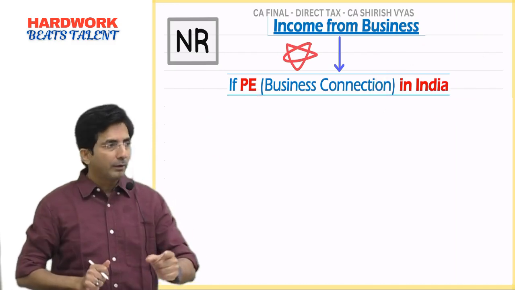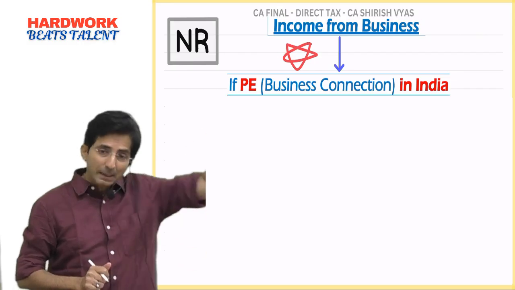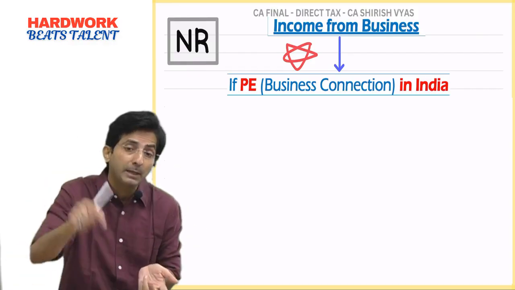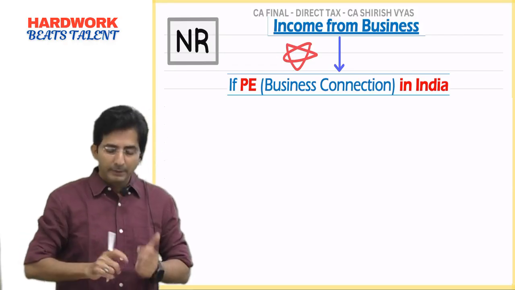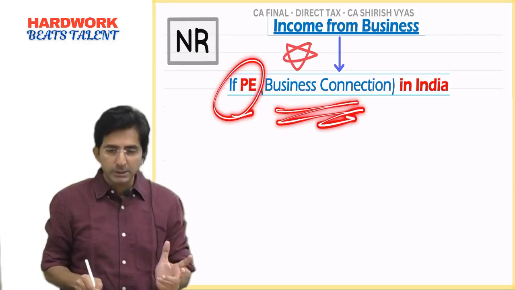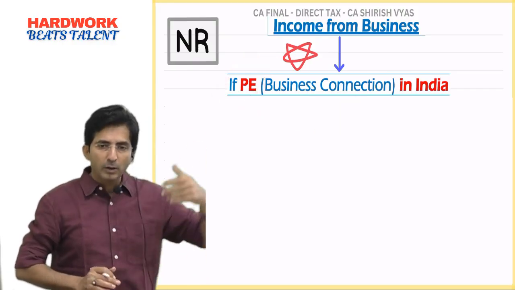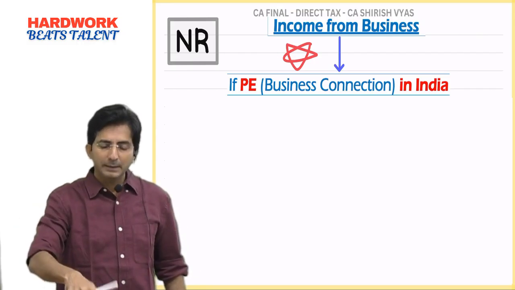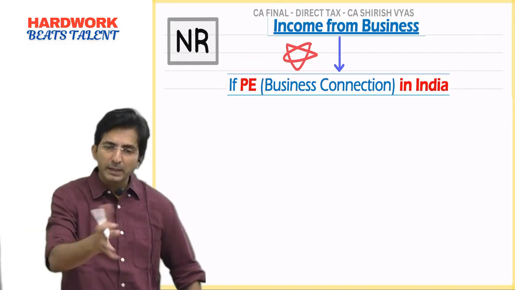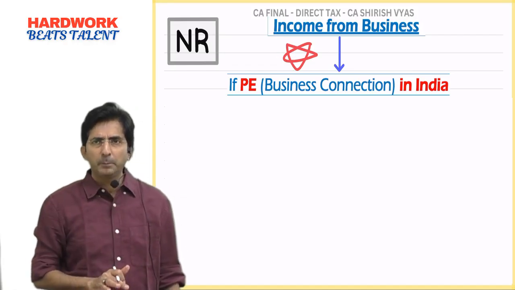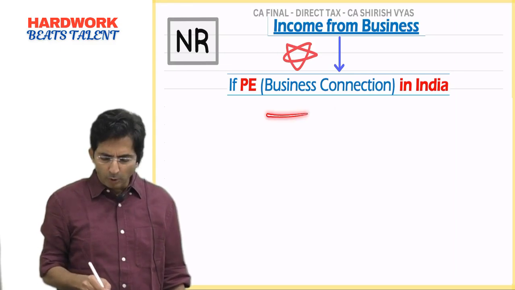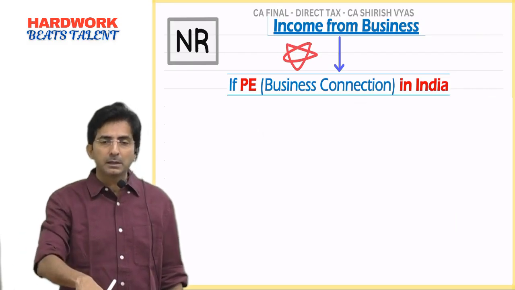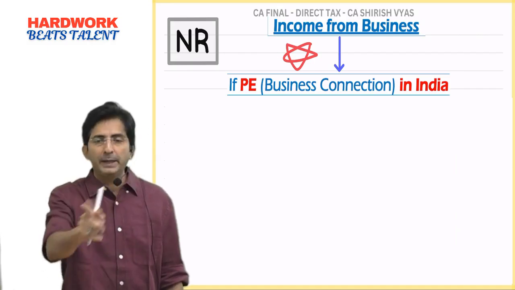Means if we can prove that NR, you Chinese, you Japanese, you Singaporean, you have a PE in India, so your income is accrued in India. But we have to establish that he has a PE in India. See, PE is also called business connection. Like for a Singaporean or a Chinese, if we can prove you have a business connection in India, that means it is also said you have a PE in India. It's one and the same. What is the full form of PE? Permanent establishment. We also call it business connection. If that is proved in India, income is accrued in India, so he will have to pay tax in India.